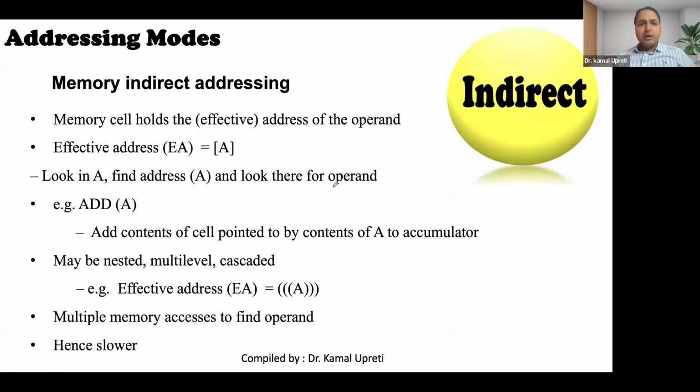Now I'm coming to the addressing mode, which is very important, because in the addressing mode there is another type of addressing that we call memory indirect addressing. We have multiple memory indirect addresses existing. You can see here the memory cell holds a proper address.